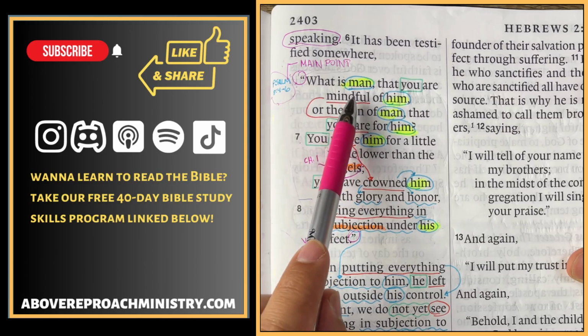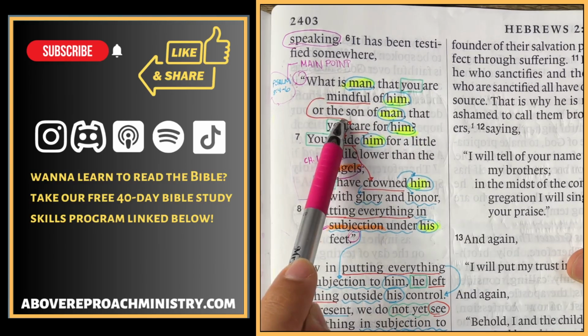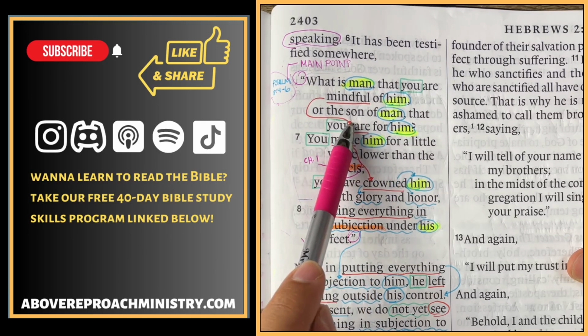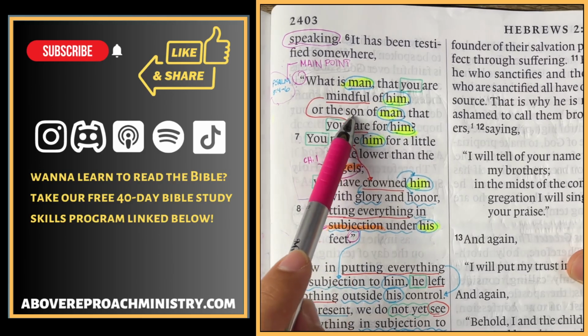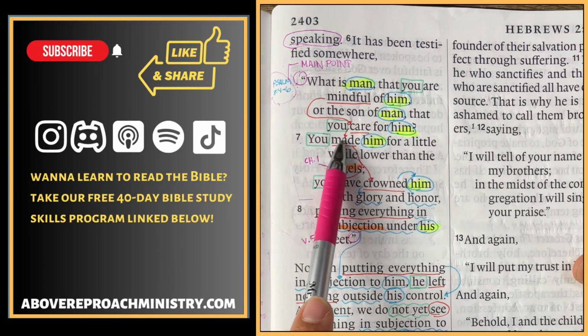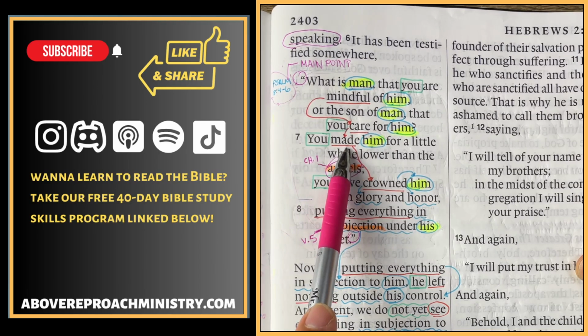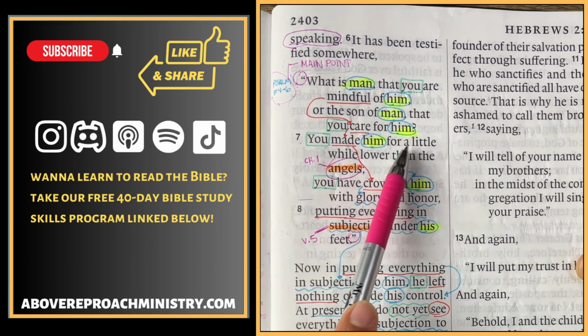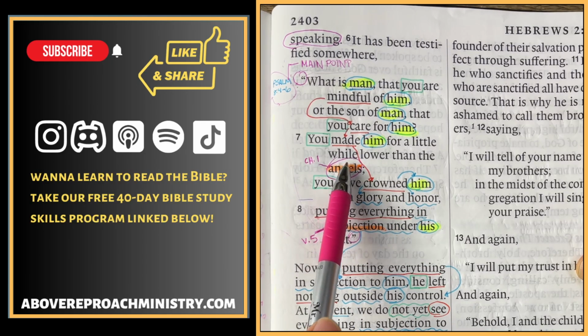What is humanity that you're mindful of him? In other words, God, why do you care for us? Why are you mindful of us, that you care for us? The Son of Man, right? Those who descend are offspring of the woman, right? Fellow human beings. Now look at how he describes humanity. You made him for a little while lower than the angels. Okay?